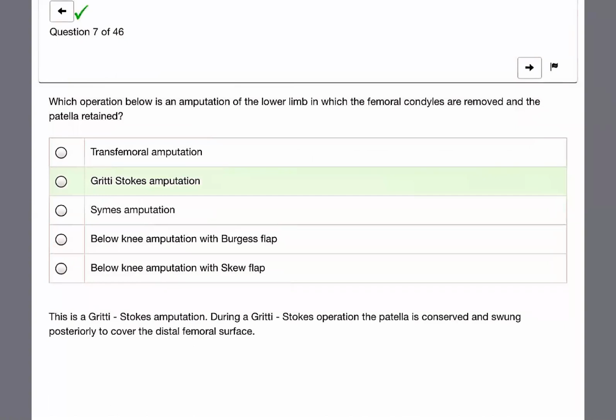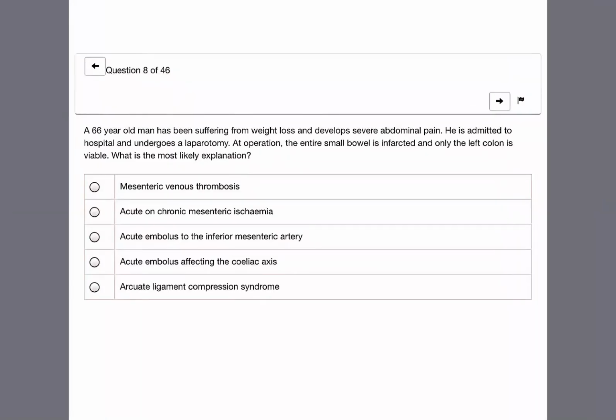What is Syme amputation? Syme amputation is the through ankle amputation. Exactly. Actually, we have to remind here of three or four amputations. One is hindquarter amputation, and there is disarticulation of the hip. Then there is Gritti-Stokes amputation, which is through the knee, and the Syme amputation is through the ankle. Okay, exactly. Next question, Dr. Dafir.